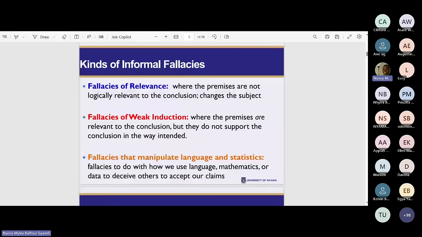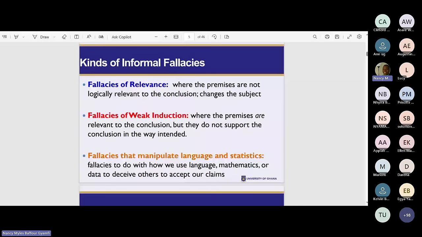Kinds of informal fallacies. So, fallacies that have to do with the relevance of the premises to the conclusion. Fallacies of relevance. We are calling out an error. We are flagging something wrong, and that thing arises from questioning the relevance of the premises to the conclusion. The person is speaking in a certain way and giving you evidence to support what he or she is saying, but we see a fallacy. That fallacy belongs to this category.